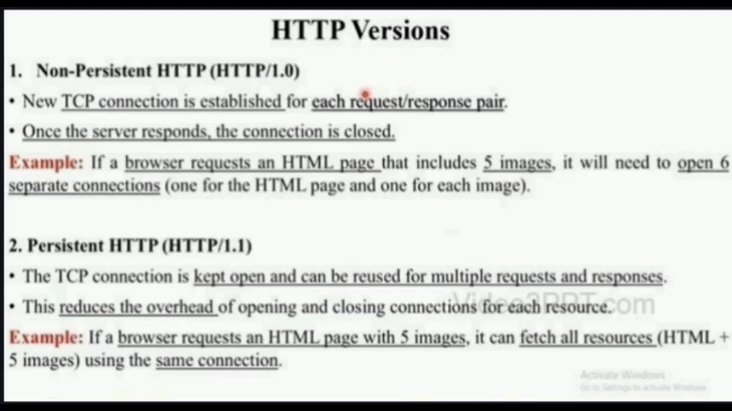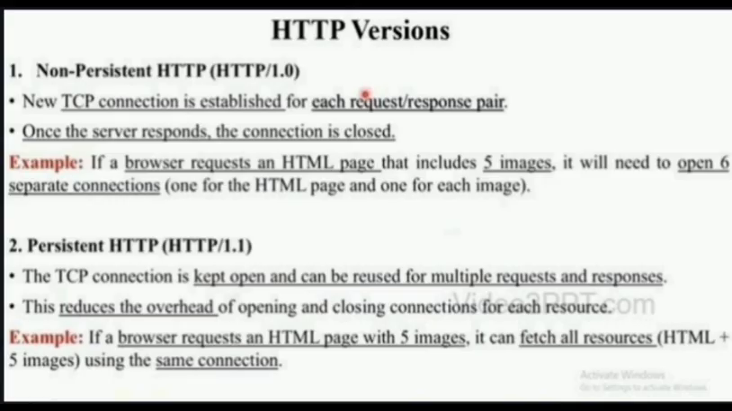HTTP versions. Let's look at the 2 primary versions and how they manage connections. Non-persistent HTTP, that is HTTP/1.0. This is the initial version and is quite straightforward but inefficient. A new TCP connection is established for every single request-response pair. Once the server delivers the response, the connection is immediately closed.